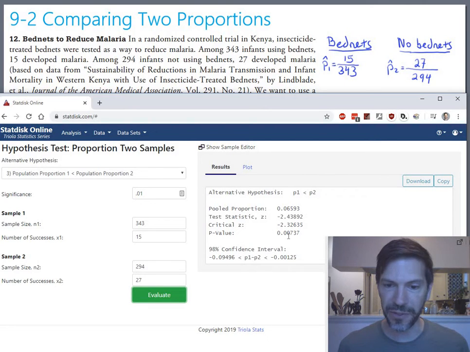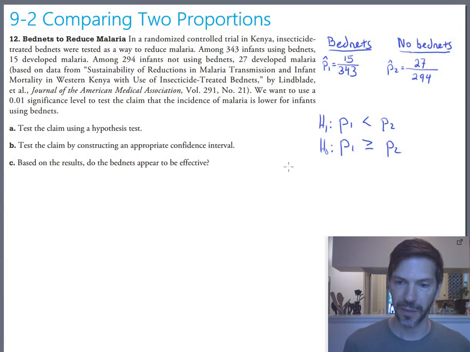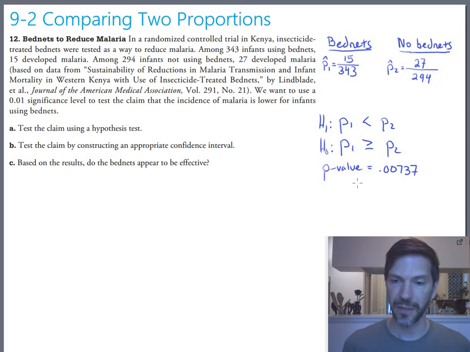The p-value is 0.00737. So the p-value is 0.00737. That does mean that our sample's unusual. Which means we get to reject the null. Which in this case is good news. That means that the alternative is true. It means that the incidence of malaria is lower, for instance, using bed nets.